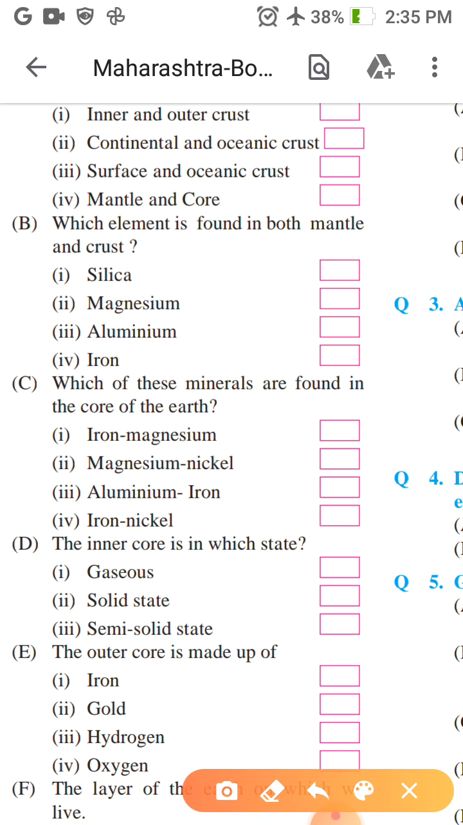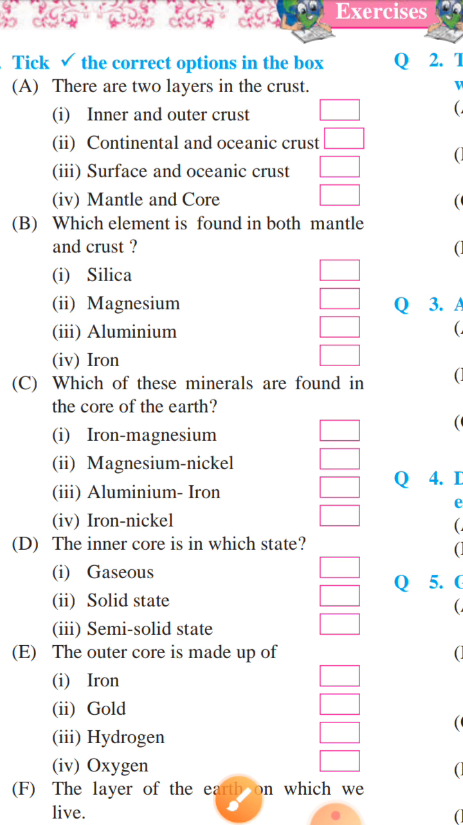Yes, very good. Which is the correct option? Second one, isn't it? Continental crust and oceanic crust. This is the correct option. So do the tick mark everyone. Continental crust and oceanic crust is the correct option of this statement. Okay, now next one.